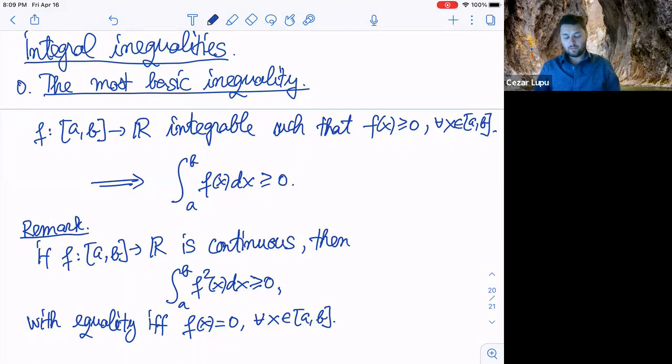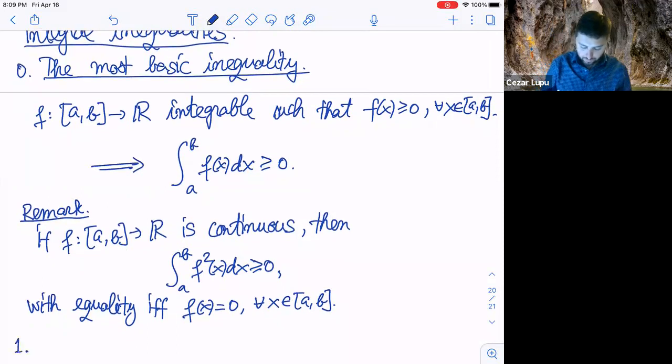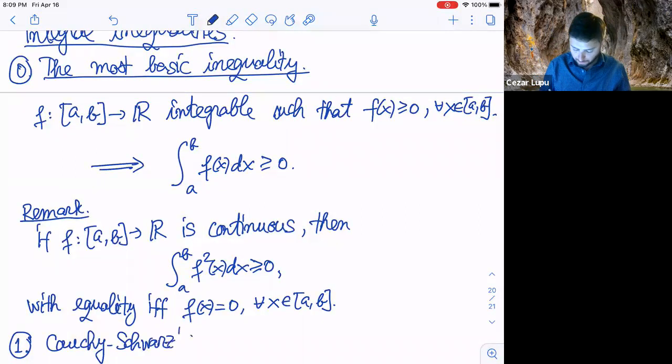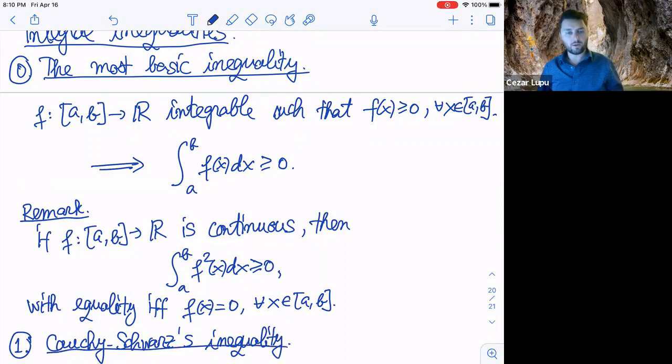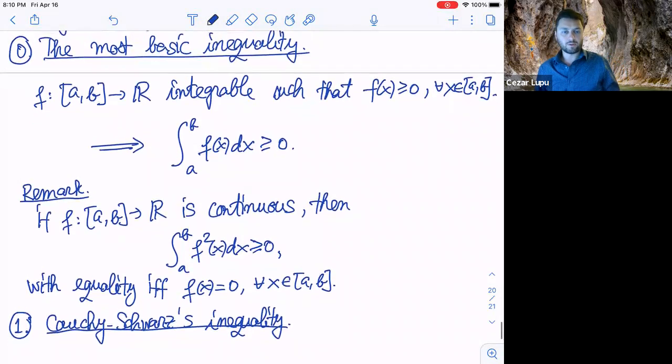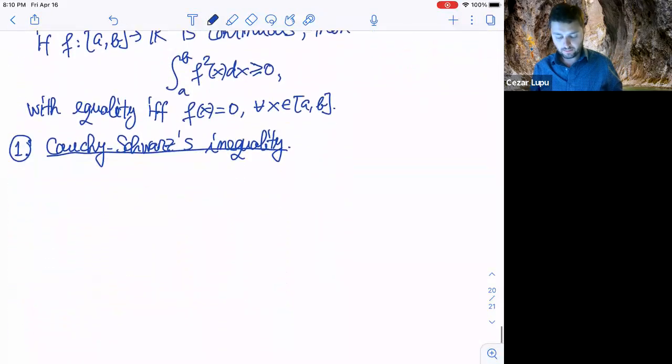All right, so that's the most basic inequality. And from this basic inequality, especially from the remark, we can derive the first one, which is what we call the Cauchy-Schwarz inequality. We have seen the Cauchy-Schwarz inequality a long time ago, in the first few lectures, but we have seen the discrete version. Now we'd like to see the continuous version of the Cauchy-Schwarz inequality, and it says the following.